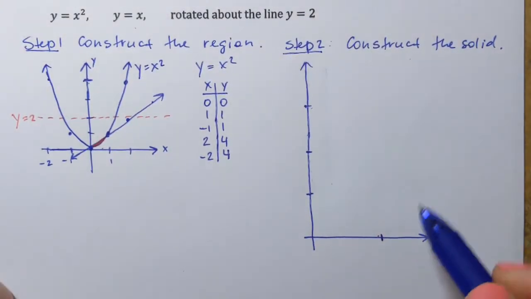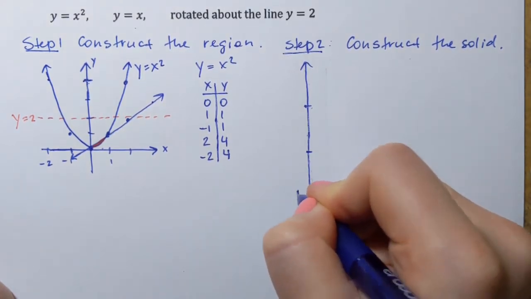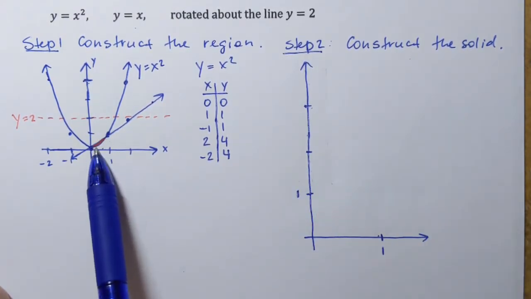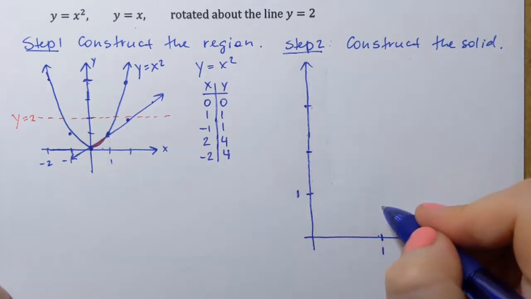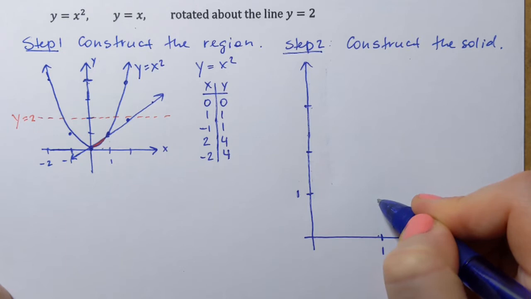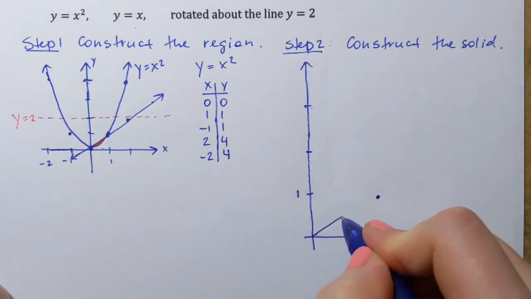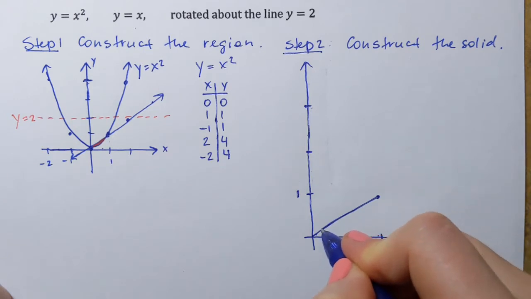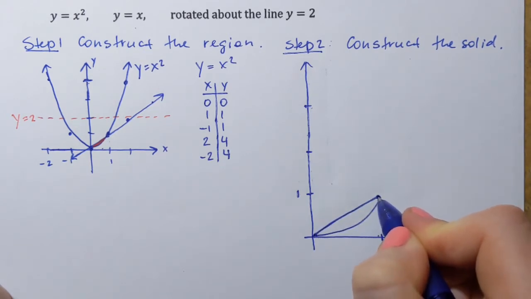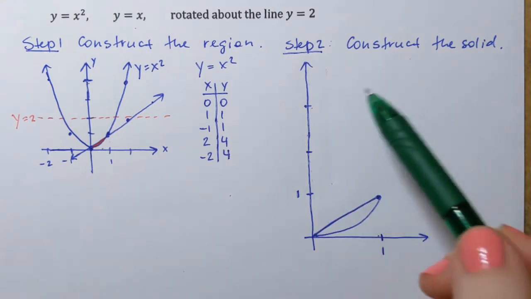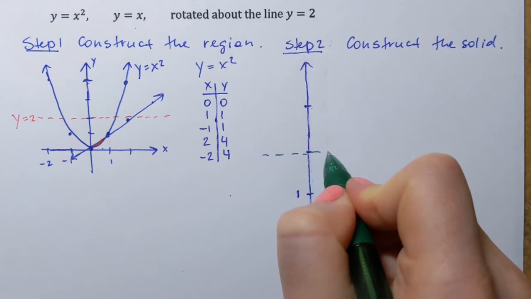Okay, so I think I'm gonna choose this scale. That's gonna be 1. This is gonna be 1. And now I will just resketch, or I will copy it here. So I do have a point of intersection here at 1, 1. Let's say it's here, and here's that straight line, and let's say that's going to be that curve. And now I'm rotating about the line y equals 2, so that's the axis of rotation.